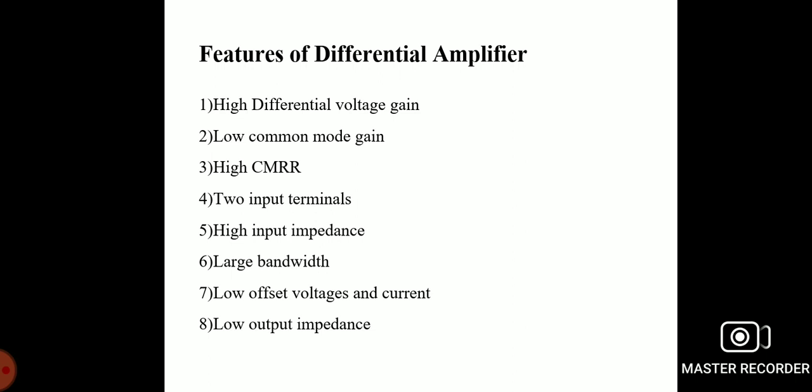In the next session we are going to discuss how the differential amplifier amplifies the two input signals and gives two different output signals, and how to analyze the common mode and differential mode gain with identical characteristics.